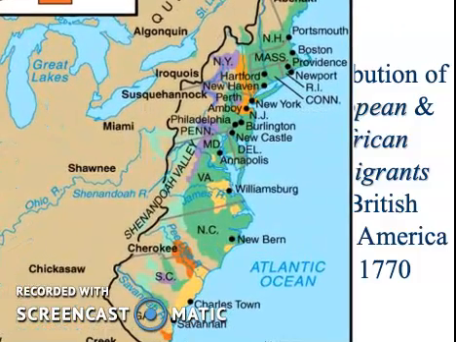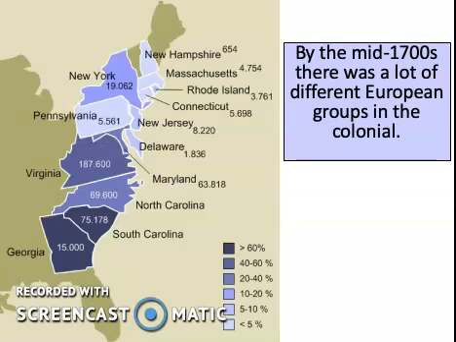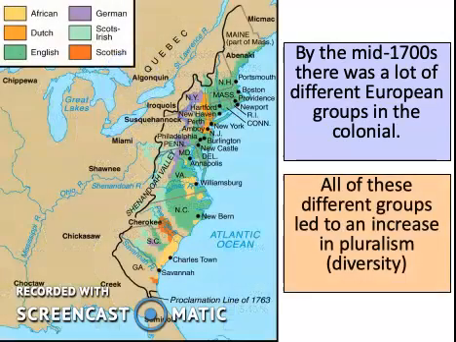If we're looking down over here, we see Germans, we see Scot-Irish, we see African groups. There's a lot of different groups. Now, do notice that where many of them are settling is on the frontier in the back country. And so by the mid-1700s, there are a lot of different European groups in the colonies. All of these different groups are going to lead to an increase in pluralism, which is just another way of saying diversity. We've got a lot of diversity here.